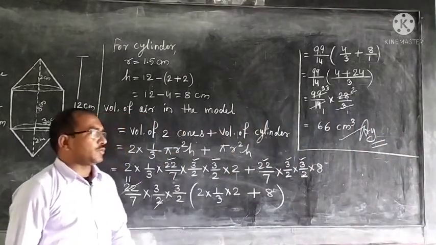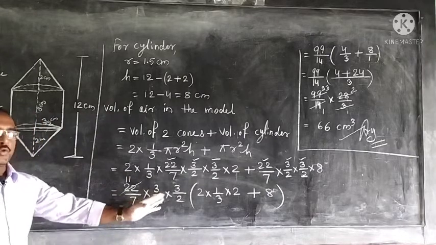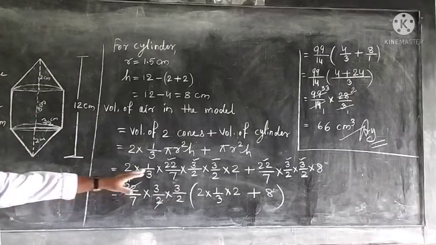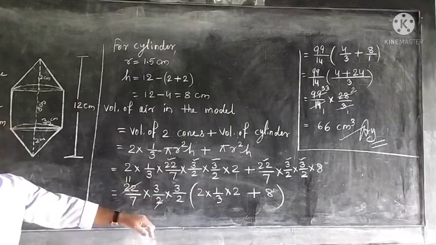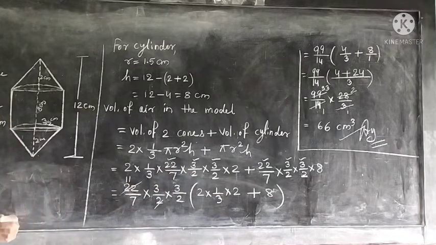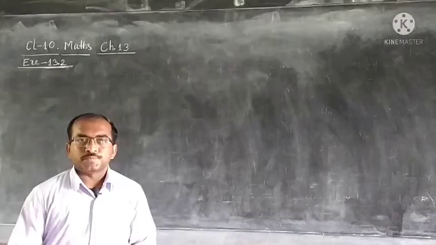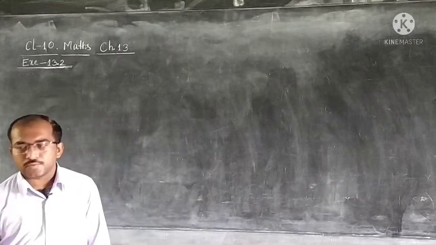I hope you have understood. So, you can do it using 1.5 radius also, but here I felt 3 by 2 using is a little bit easier calculation than using 1.5 square. Hope you have understood. Let us go to question number 3. So, let us see question number 3 now.